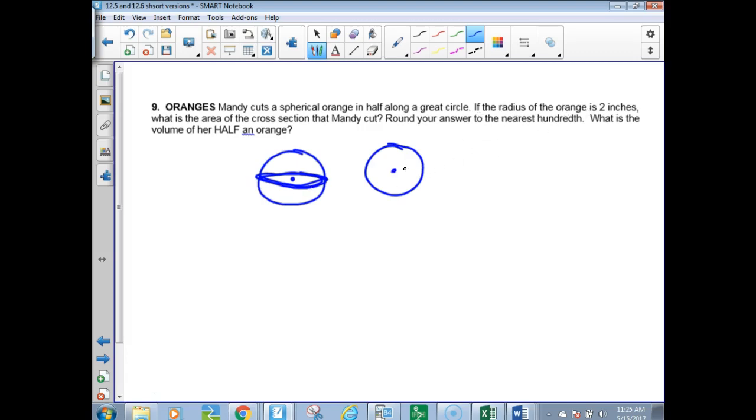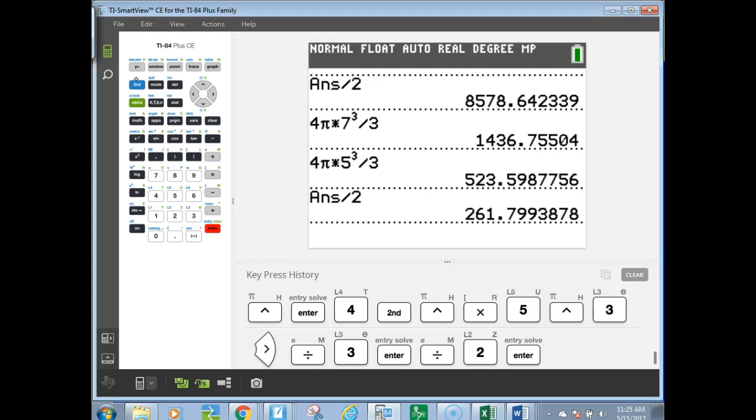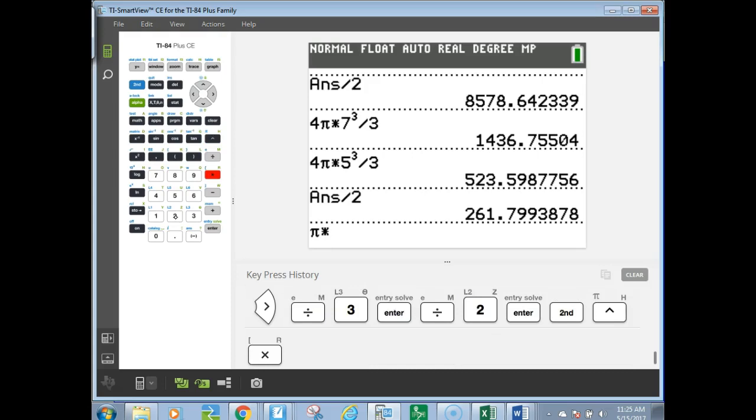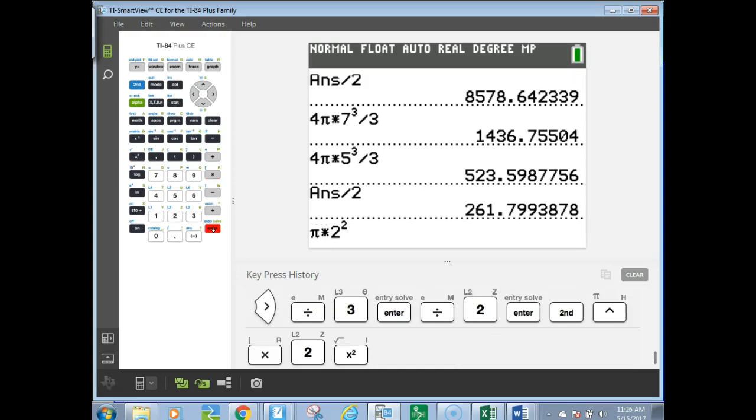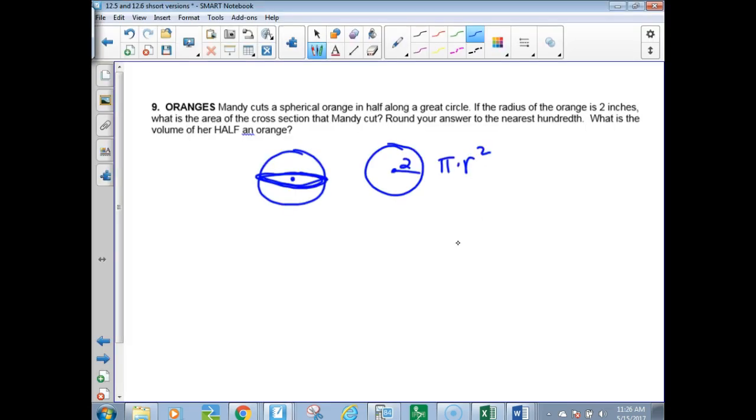If the radius of the orange is 2 inches, so that would be two, what is the area of the cross section that Mandy cut? This would be the cross section right here. So it'd be pi times the radius squared, because the area of a circle is just pi r squared. So pi times 2 squared, give me the area of the cross section, 12.6. Yes, Cheyenne. Square inches, because it's the area of the circle.